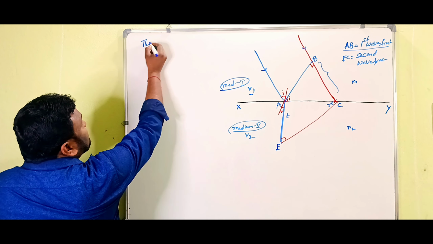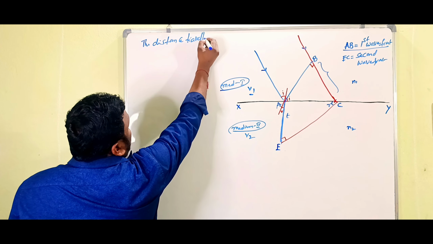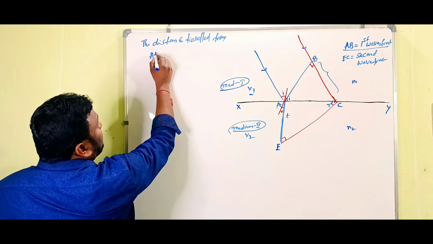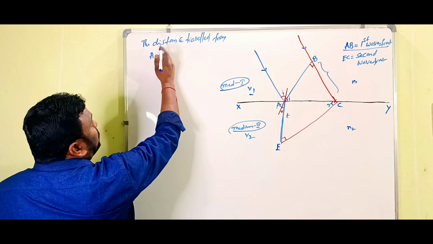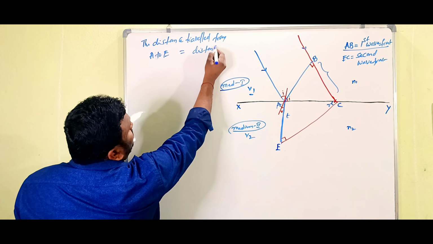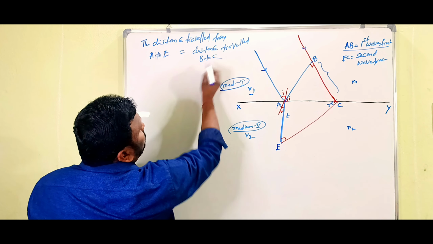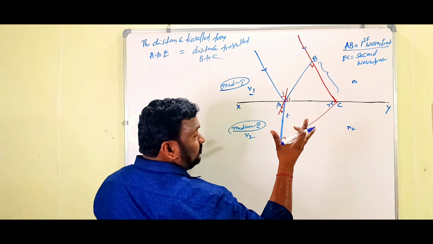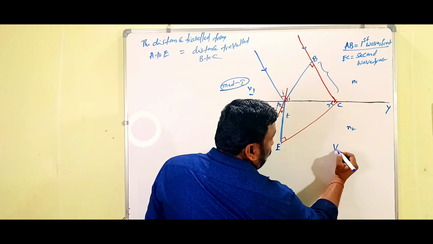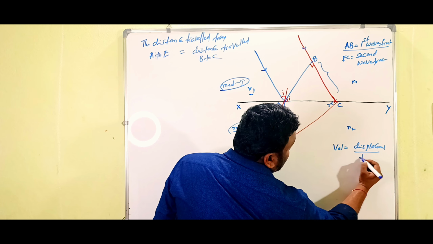So the distance traveled from A to E, or simply AE, is equal to the distance traveled from B to C, because they have the same phase of oscillation. That's why, here, what do we know? Velocity is equal to what? Displacement by time, we can write.